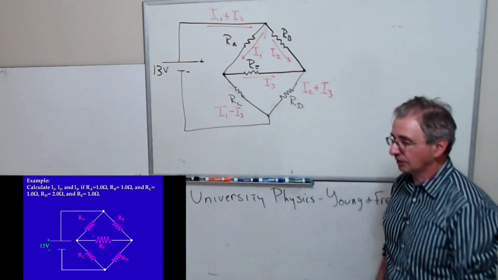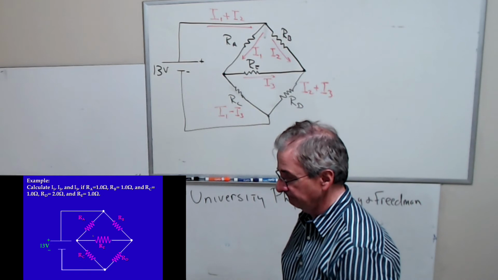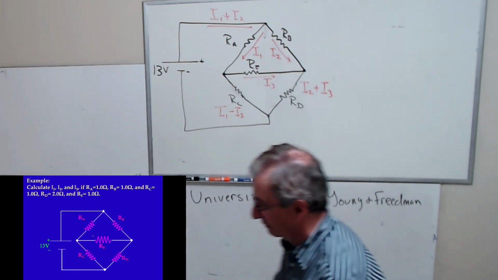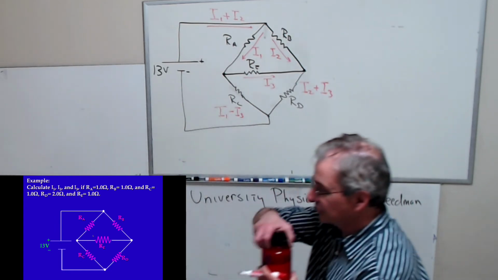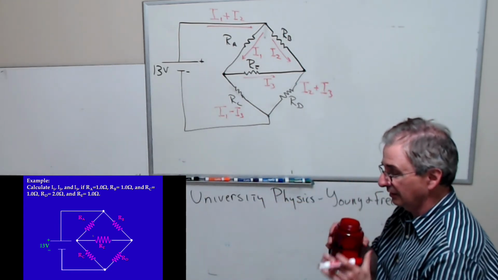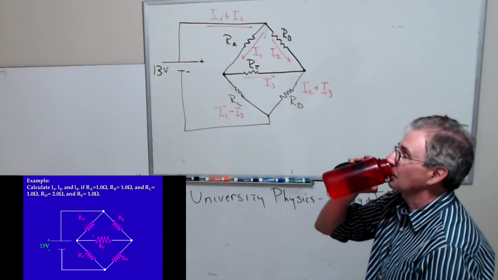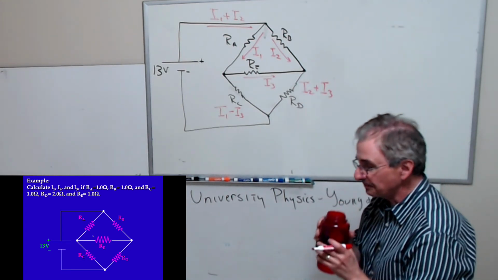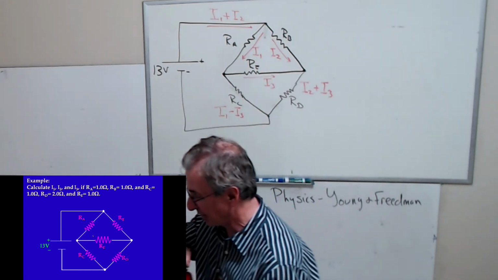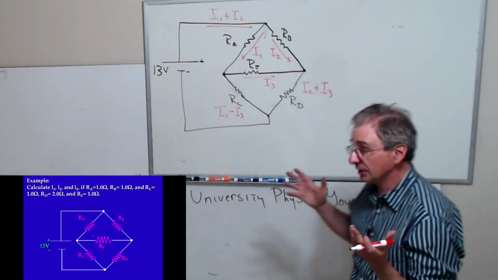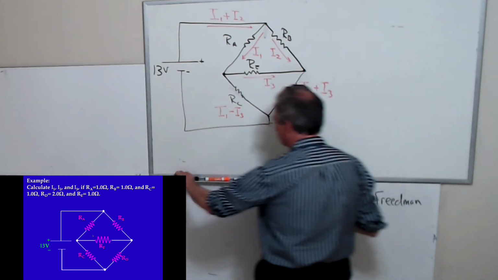How many independent currents do I have? How many subscripts do I have? 3. So I have 3 independent currents. So how many loops do I need then? 3. So that's it. So I need 3 loops.